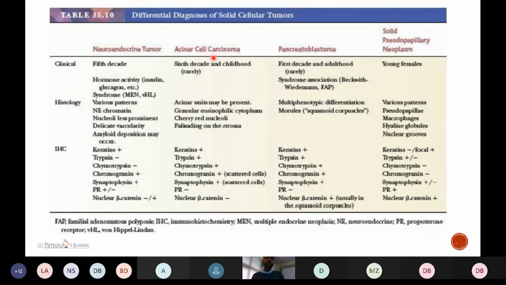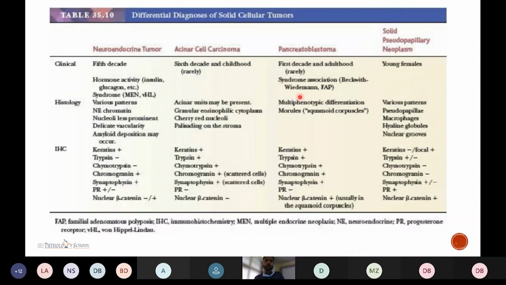Coming to the acinar cell carcinoma, it occurs in the sixth decade and in childhood. Now, the important point here is cherry red nucleoli can be seen. The prominent nucleoli can be seen in acinar cell carcinoma. It shows positivity for trypsin and chymotrypsin, along with chromogranin and synaptophysin again. But the positivity for these is very focal or seen in scattered cells in acinar cell carcinoma.